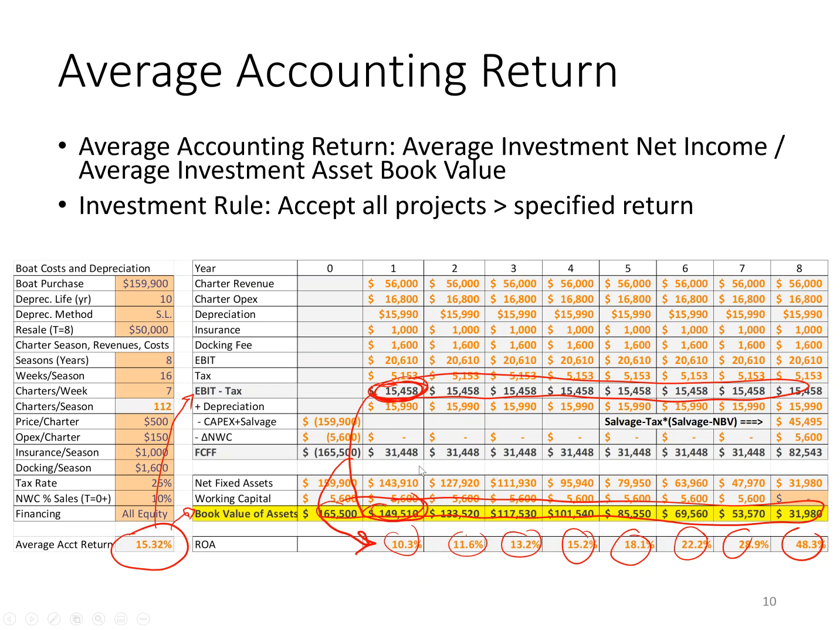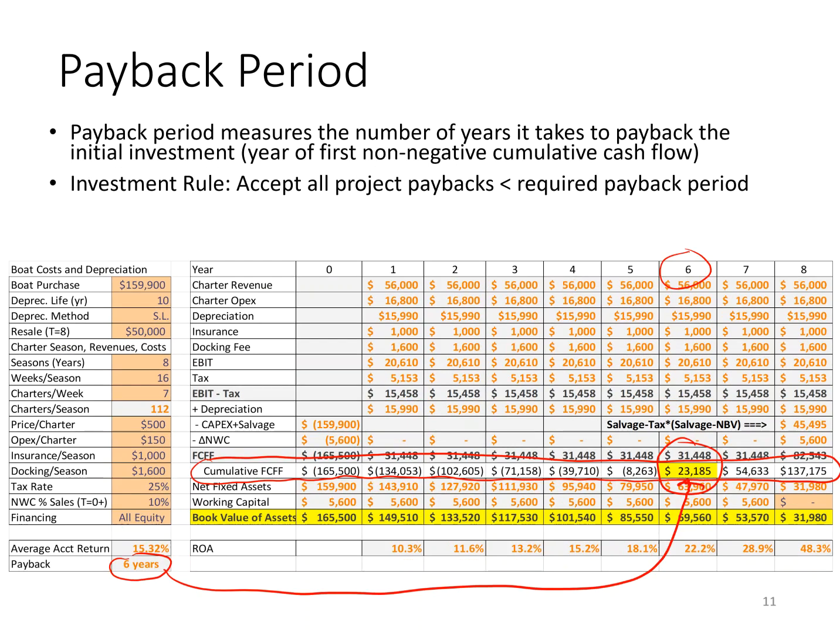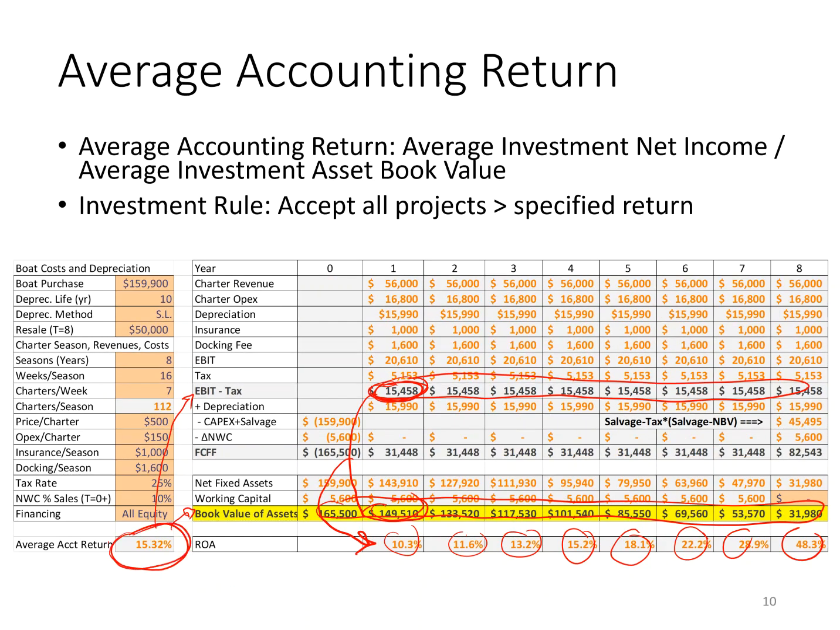So how could you use this to make a decision? Well, you have to come up with some benchmark, like we only accept projects with a 15% average accounting return. And if that's your benchmark, you would accept this project since your project's average accounting return would exceed that benchmark or hurdle rate.